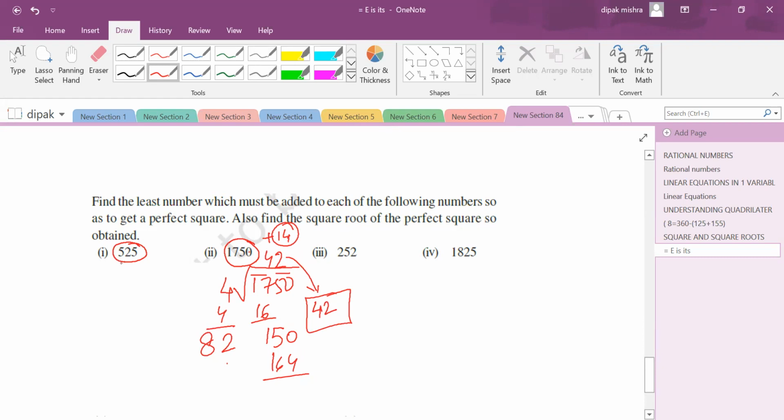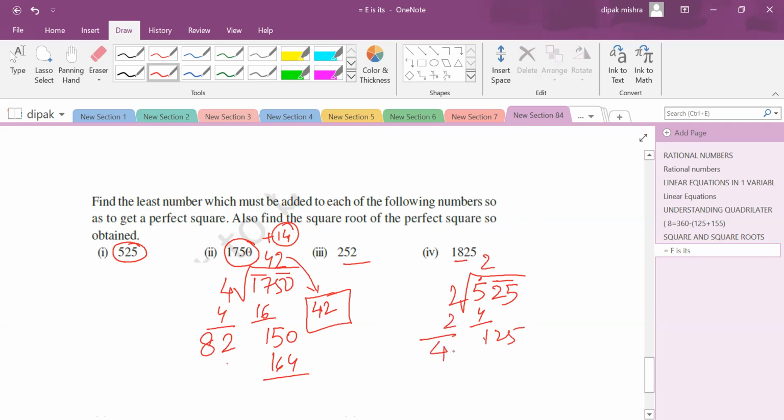So I take a single digit, then a 3-digit number because the number of digits is odd, and this will help you in solving the other two questions. So 525, let's take this. So you take 25 and 5. 2 times 2 is 4. 125. 2 times 2 is 4.